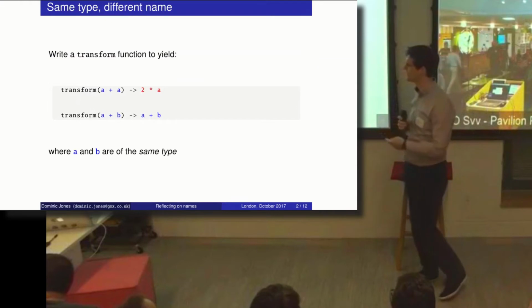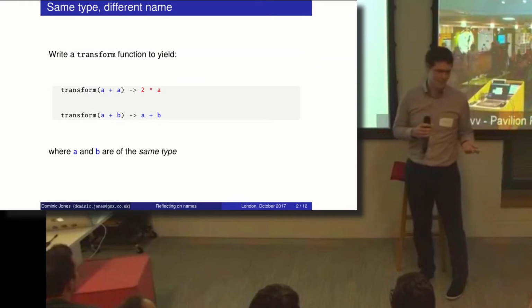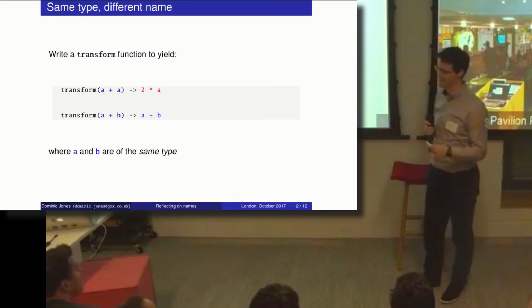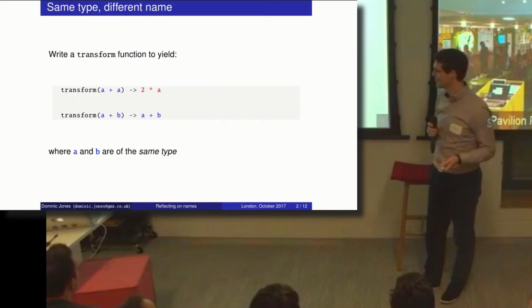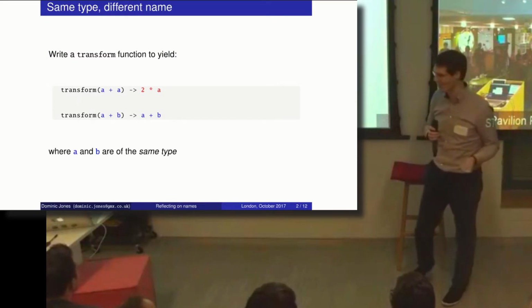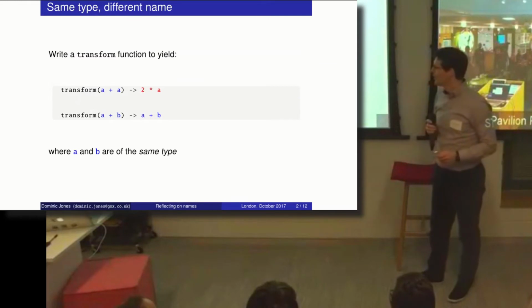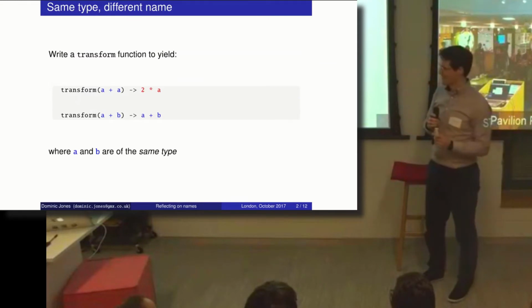So the idea here is, can I transform A plus A to 2 times A? On the other hand, can I use that same transform function to leave A plus B alone? And this is impossible as far as I know. Correct me if I'm wrong later. Anyway, I think this is impossible. Now, this is my distilled problem.